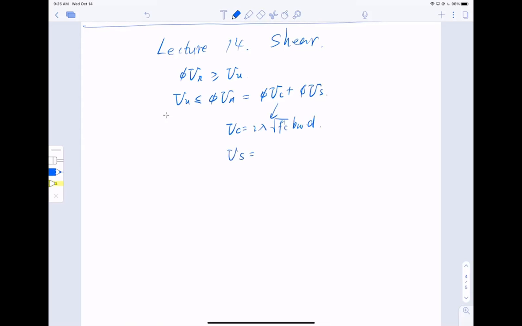Another equation based on the stirrups, right? That is Av fyt divided by s, which is spacing, and multiplied by depth d. Okay, so this is pretty much it for the shear resistance.